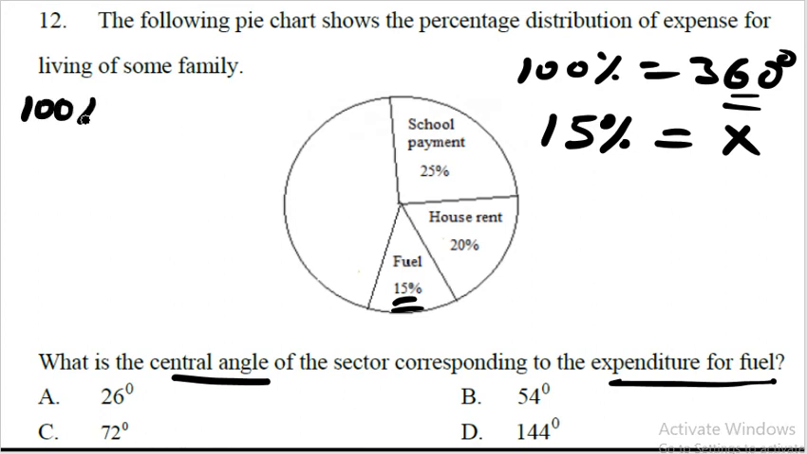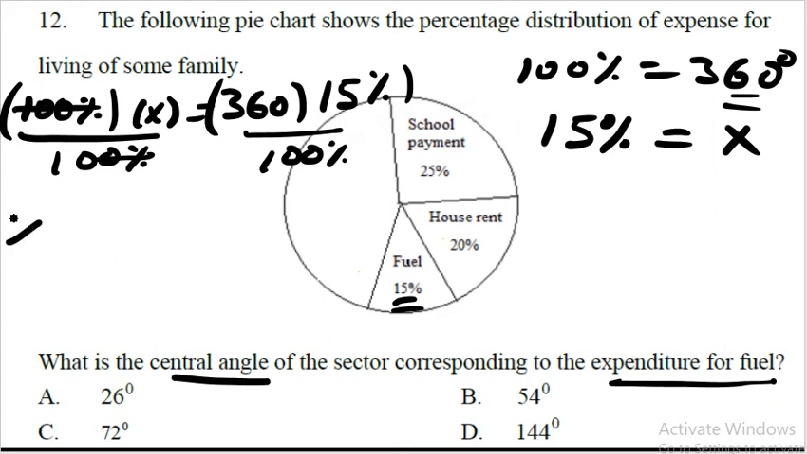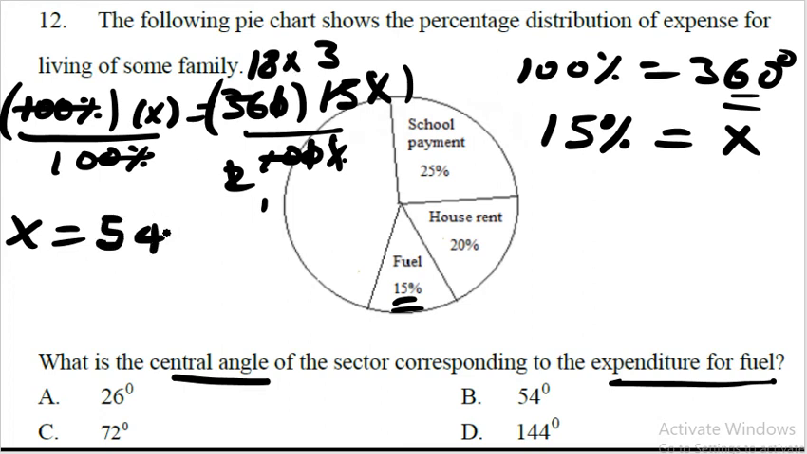So 100% times x is equal to 360 times 15%, you can see. Then divide both sides by 100%. You can cancel percent by percent and you can cut 10 by 10 here. And then by 5, 2, this by 5, which will be 3. Again, this by 2, 1, this by 2, 18. Then 18 times 3 will be 54. 54 is the degree. So the answer will be B.